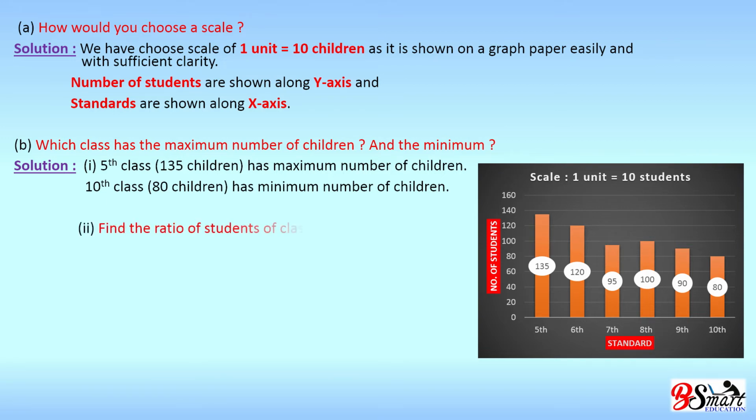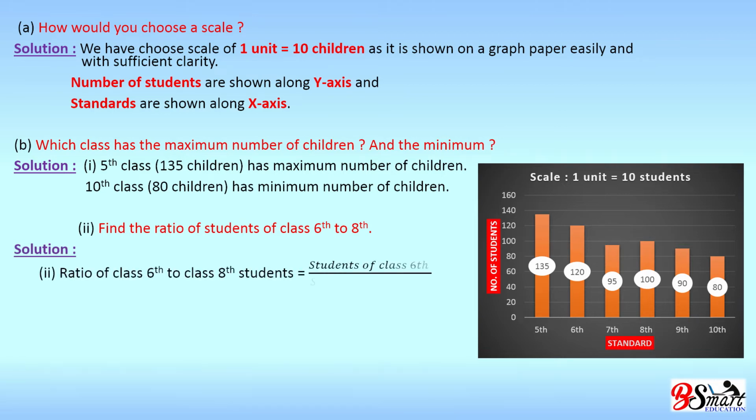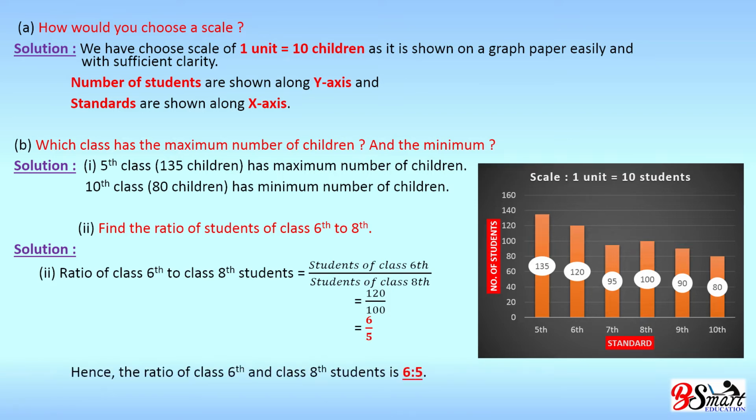Next question: find the ratio of students of class 6 to 8. Solution: ratio of class 6 to class 8 students is equal to students of class 6 divided by students of class 8. So 120 students of class 6 and 100 students of class 8, which is 6 by 5. Hence, the ratio of class 6 and class 8 students is 6:5.